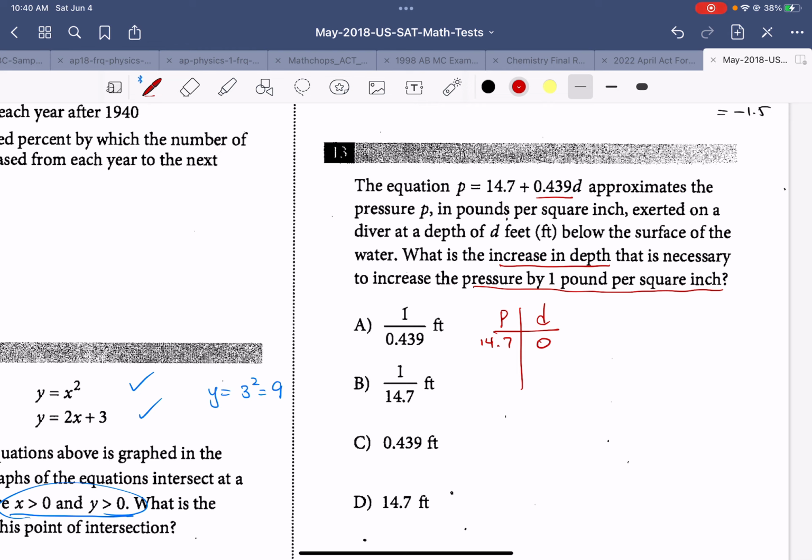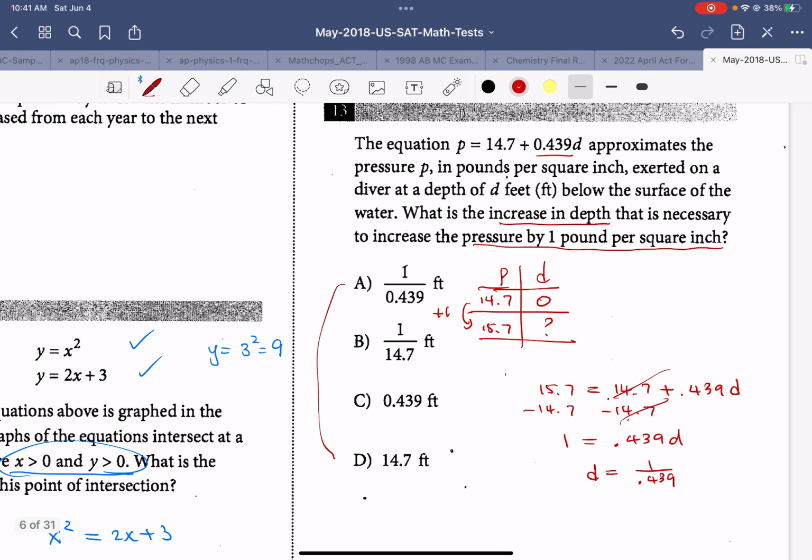0.439t. Now, when you subtract 14.7 from both sides, it'll be 1 equals 0.439t. So when you divide by 0.439 on both sides, t will be 1 over 0.439. This problem is in the no calculator section, so that's why the answer choice is like this. You're not supposed to use a calculator. So the d value is this one. That much increased, so the answer has to be A.